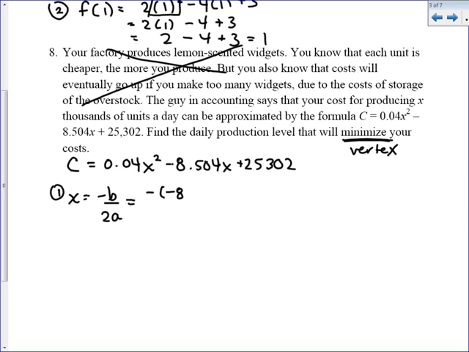Negative 8.504 divided by 2 times 0.04. Double negatives turn it back to a positive, which is good because we can't produce a negative number of widgets. And when you divide those, you get like 160.